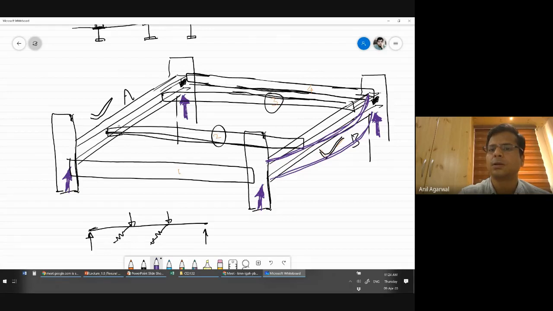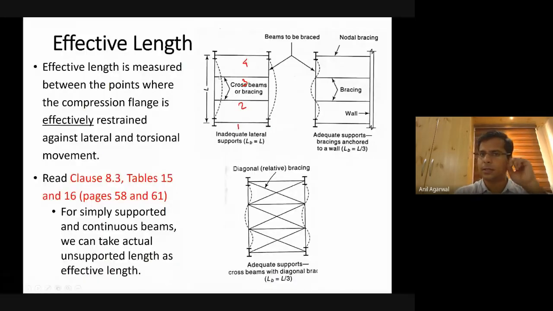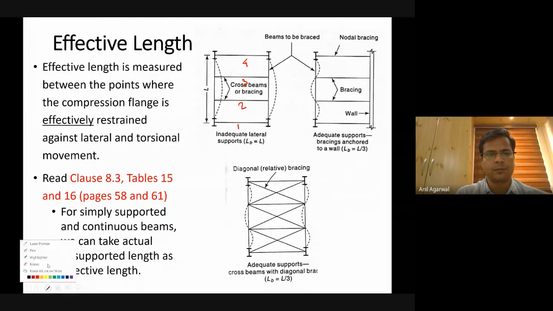Which means the effective unrestrained lateral length, this is your LLT. This is the unrestrained lateral length. It is not the original L by 3. So if this was the original L, then LLT will be equal to L, not L by 3. That's what it is saying. So if this is the system we have, then the LLT will be equal to L and not L by 3.